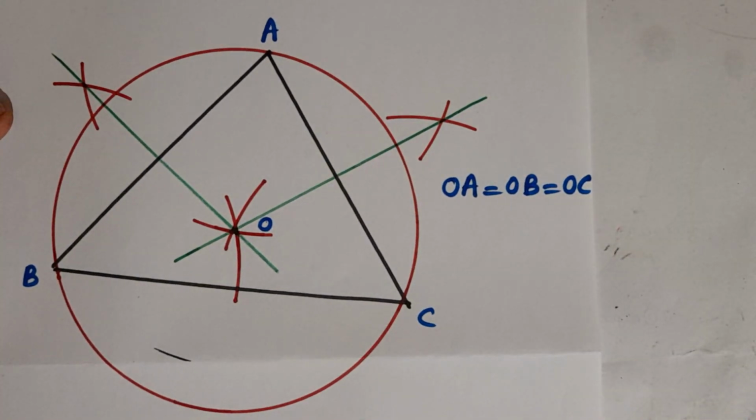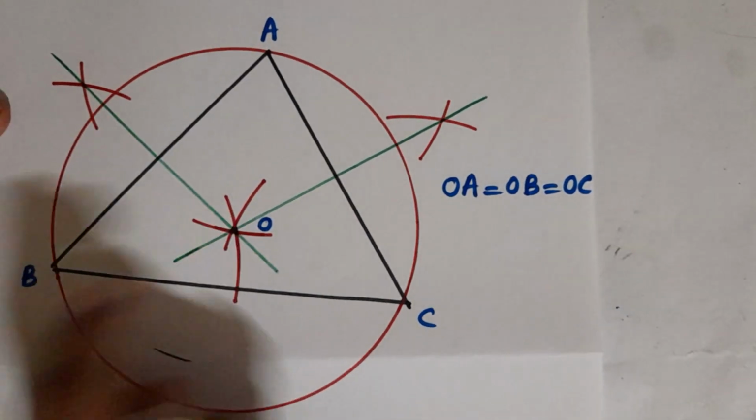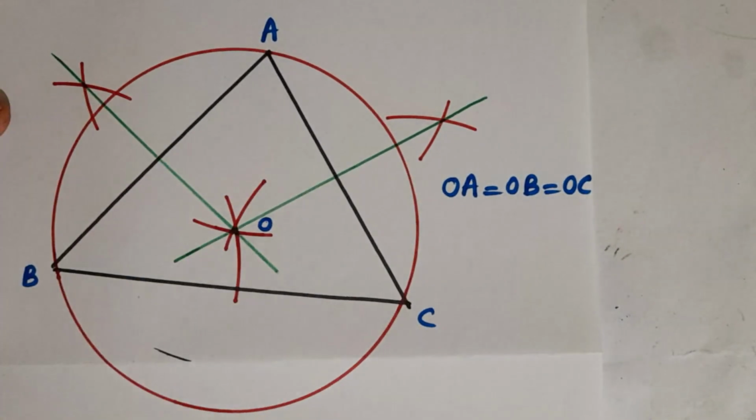The special feature here is that when we construct the circumcircle of an acute angle triangle, the center of the circumcircle comes inside the acute angle triangle.